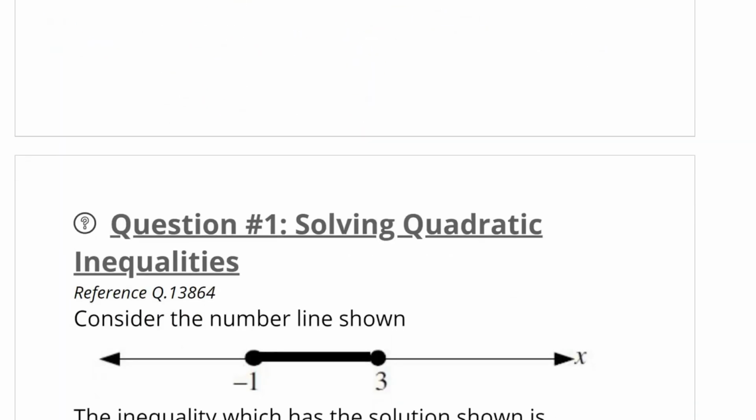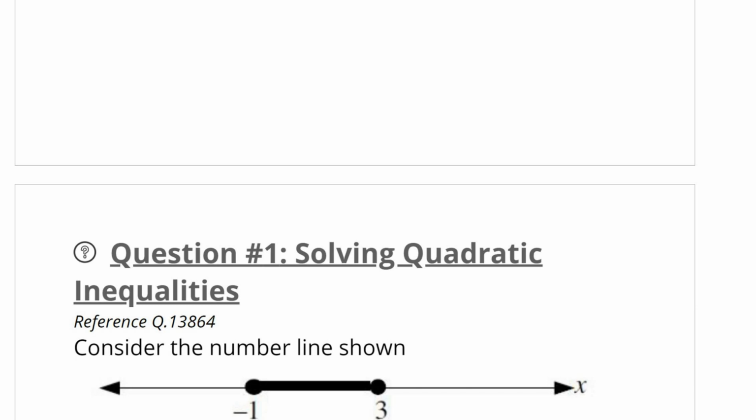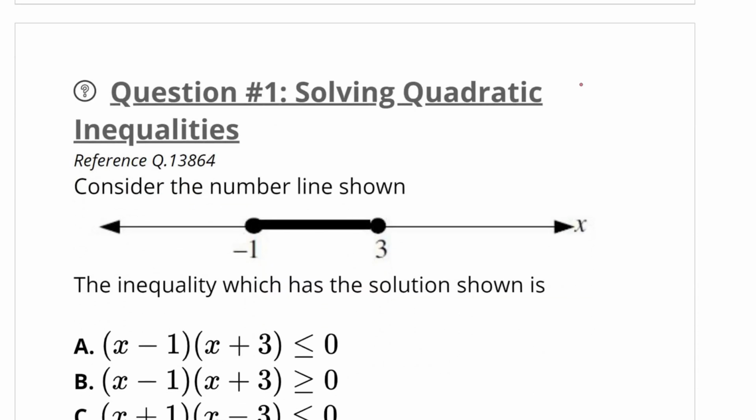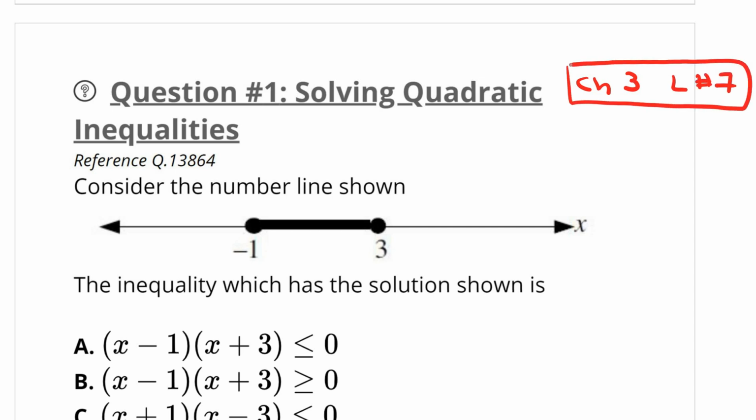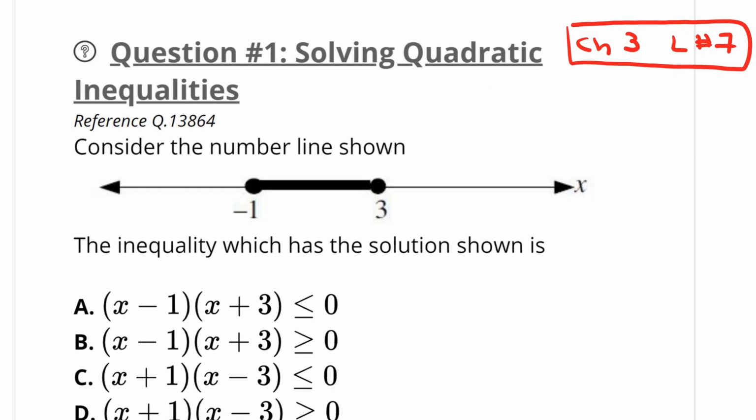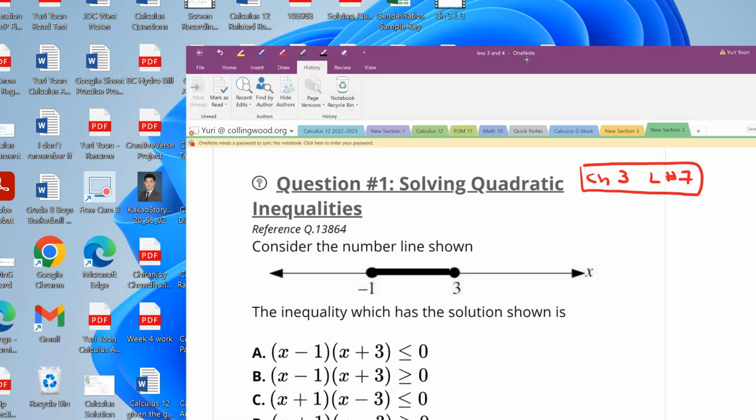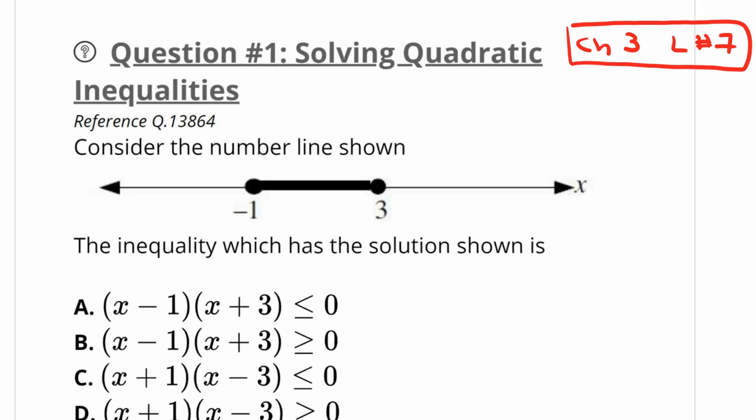Okay, let's keep on going. That's it for lesson number 6. So this will be chapter 3, lesson number 7. Once again, I'm just going to pick a few quick questions to do, and this one's a bit different because we're solving quadratic inequalities here, right?